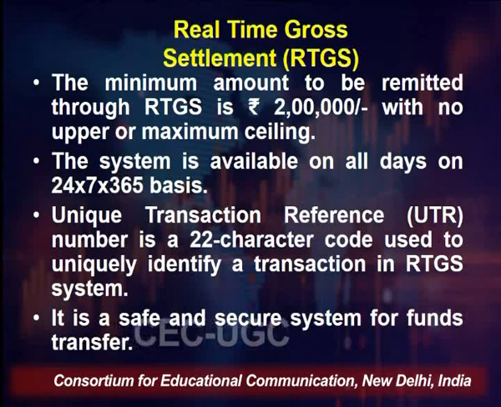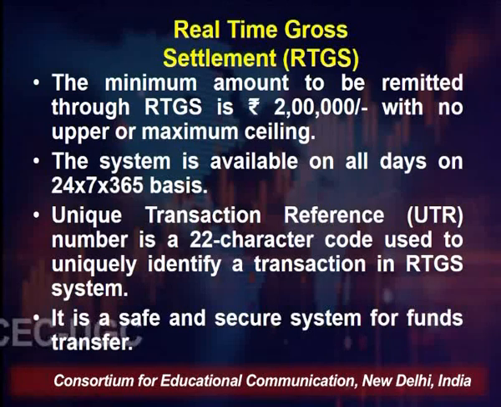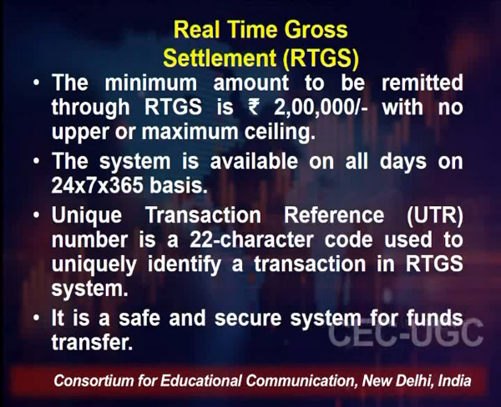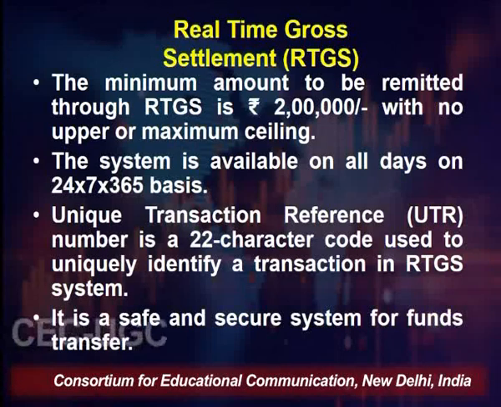In NEFT, normally you can make a transfer of even 100 rupees, 10 rupees, 50 rupees. But in the real-time gross settlement system, the minimum transaction amount is 2 lakh rupees, right. I mean, from time to time these limits may vary, I am talking of the present, right. So, at present the minimum amount is 2 lakh rupees with no upper or maximum ceiling. The system again is available 24/7, 365 days. For that matter, I will say all digital banking systems are available 24/7 on a 365-day basis.